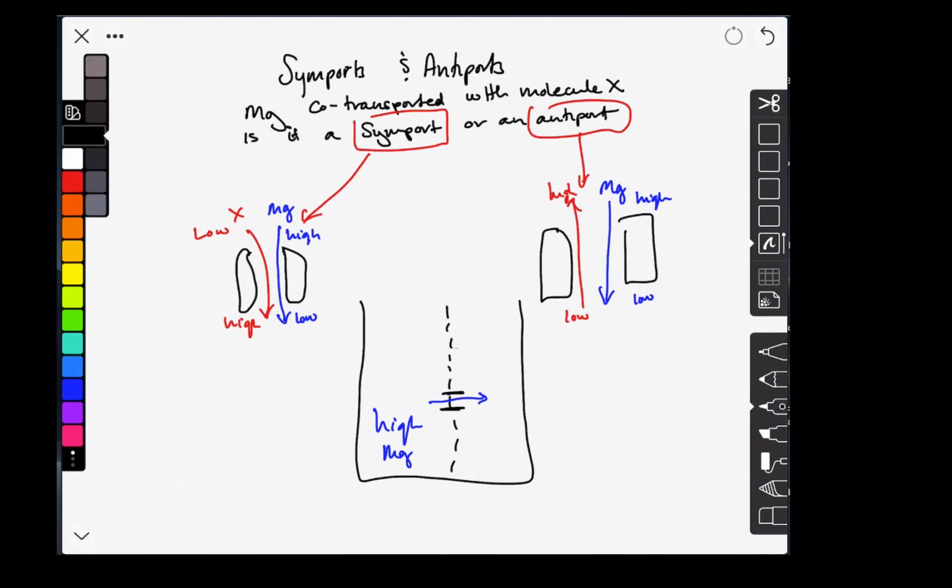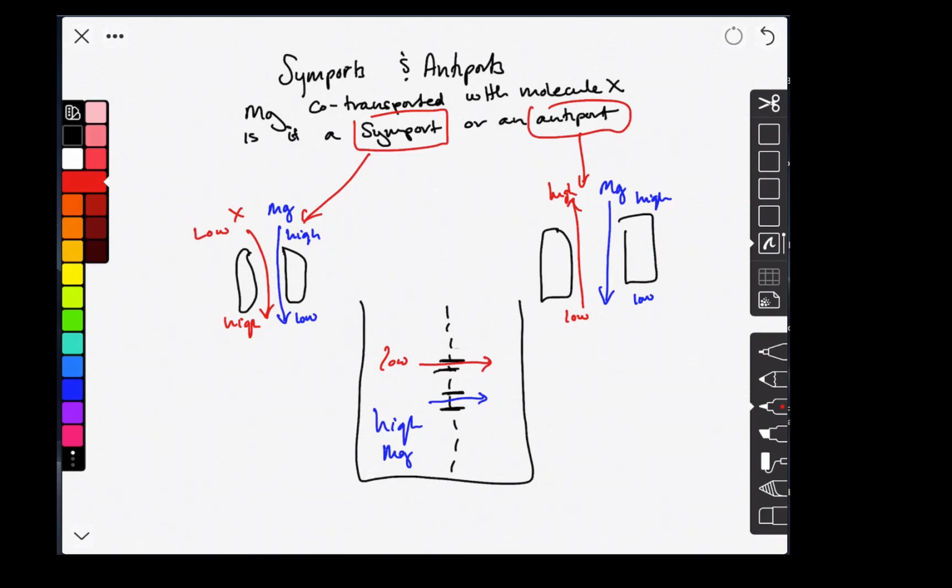And in the alternative experiment, now I put low magnesium on this side, and if we get movement, we know that it's a symport. So I hope that this has given a little bit more clarification.